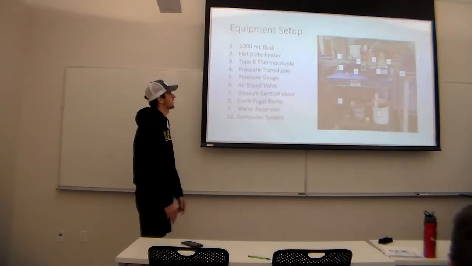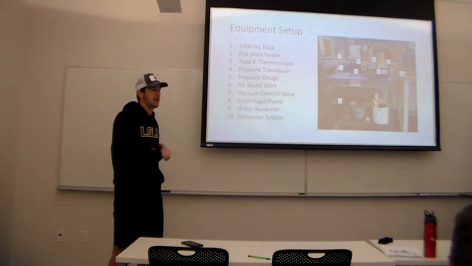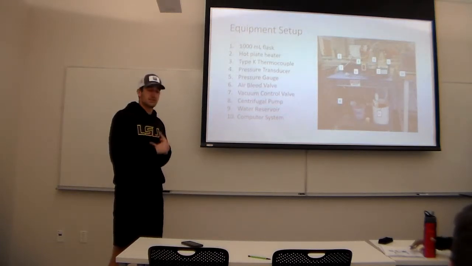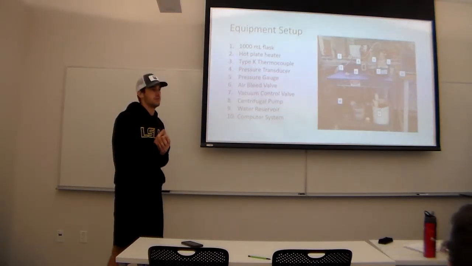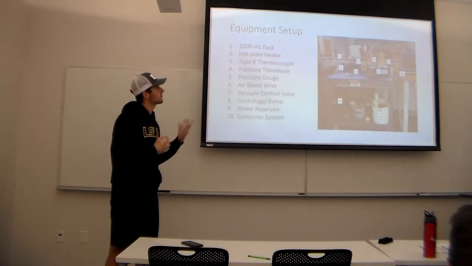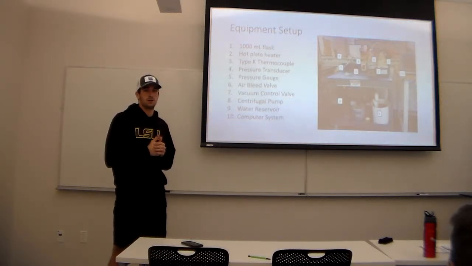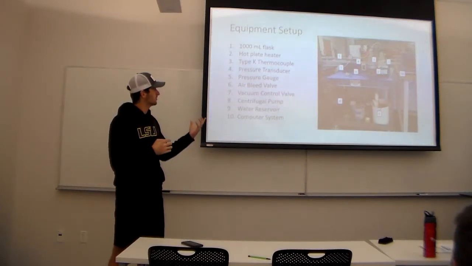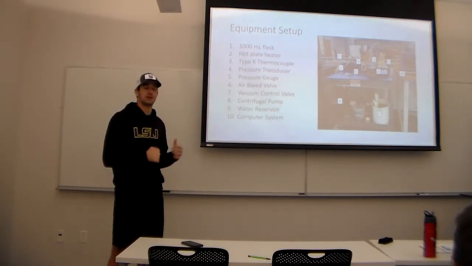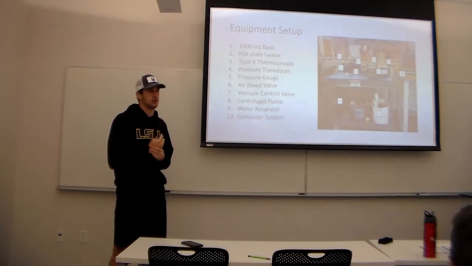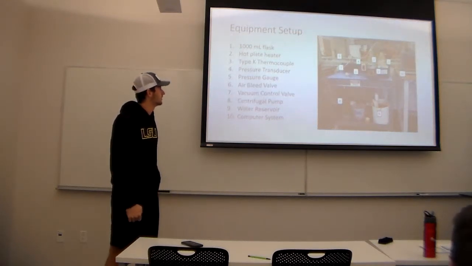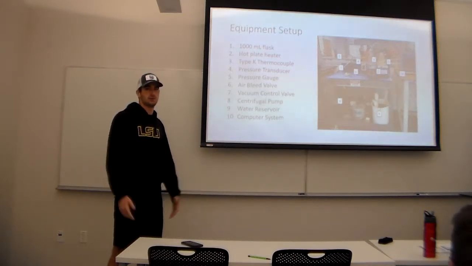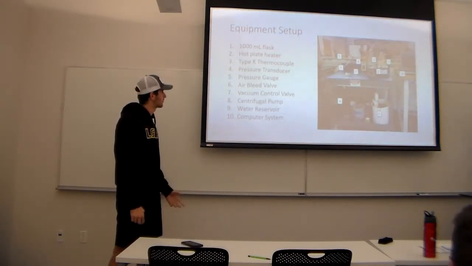So there's a lot of different things going on. First, we have our flask, which holds the water that will be boiling. The second is the hot plate heater, which heats up the flask to make it boil. Then there's a type K thermocouple, which measures the temperature in the water during the operation. We have a pressure transducer and a pressure gauge, which measure the pressure of the system throughout the operation. We have an air bleed valve that controls bleeding, if we need to relieve some pressure.